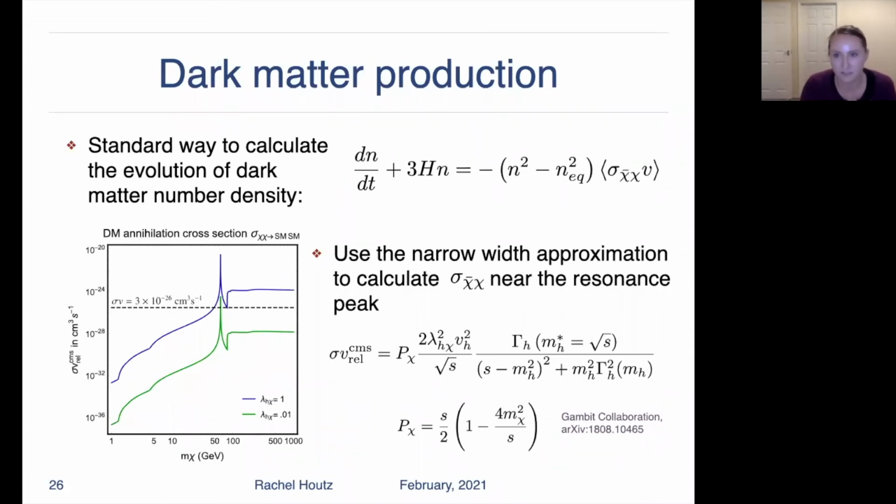So the first thing is to just calculate the cross section, which is straightforward. You can use the narrow width approximation to calculate the annihilation cross section of dark matter near the resonance peak. And then we took this result from the literature, and you can just calculate the cross section of dark matter to Higgs to standard model final states. And this is the same plot I showed you earlier.